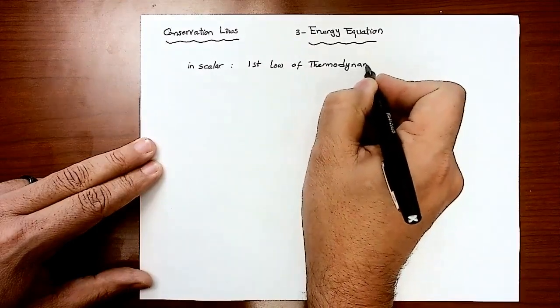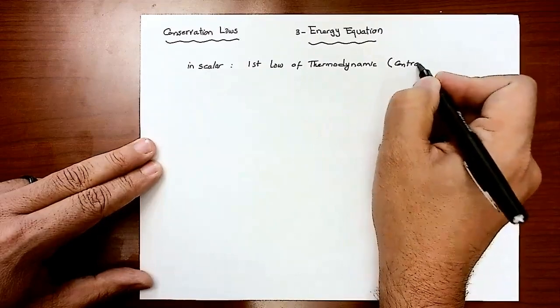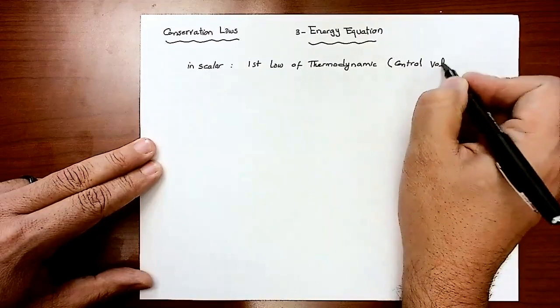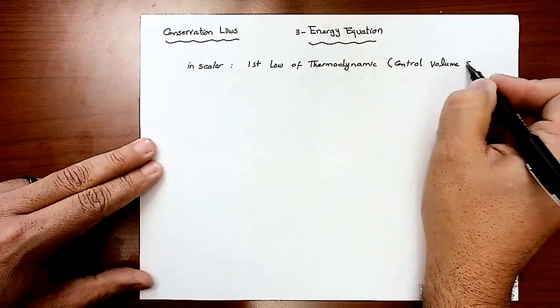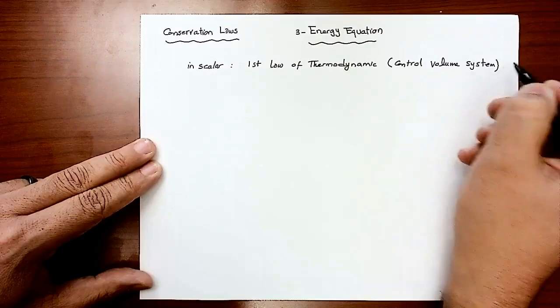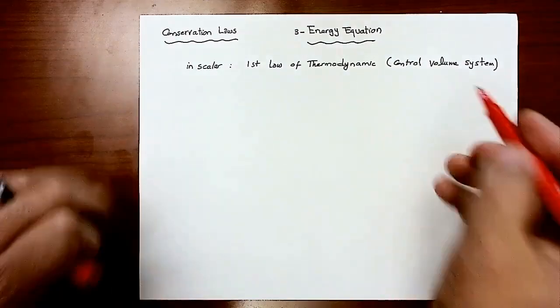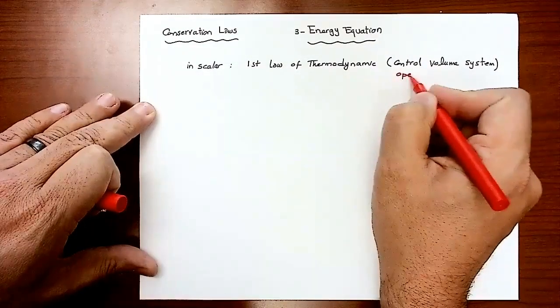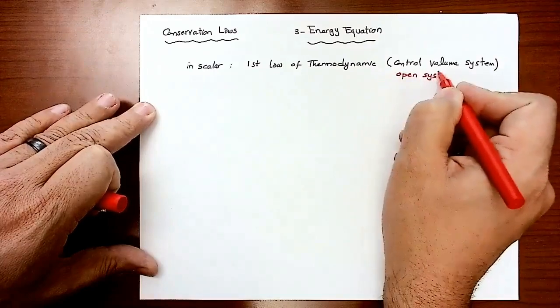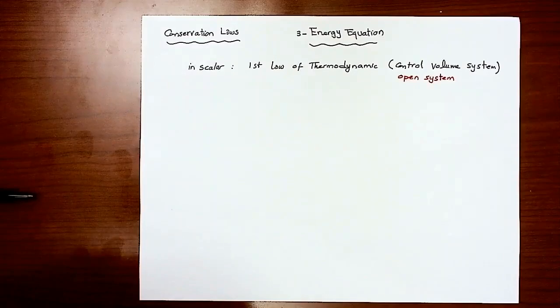And remember, we are talking about control volume system. So in thermodynamics, we have either a control mass system, which we sometimes call the closed system, and the control volume system, which is known also as the open system, where the system boundaries are penetrated by mass flow rate in and out.